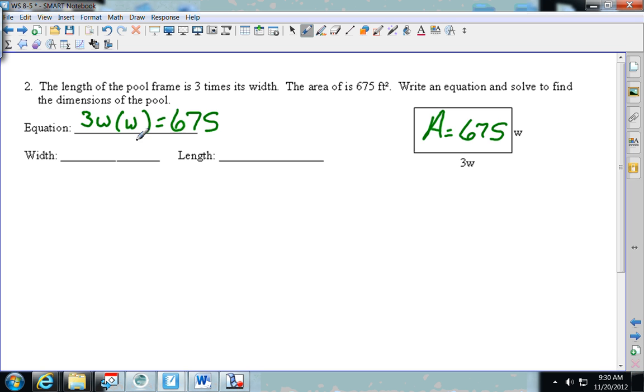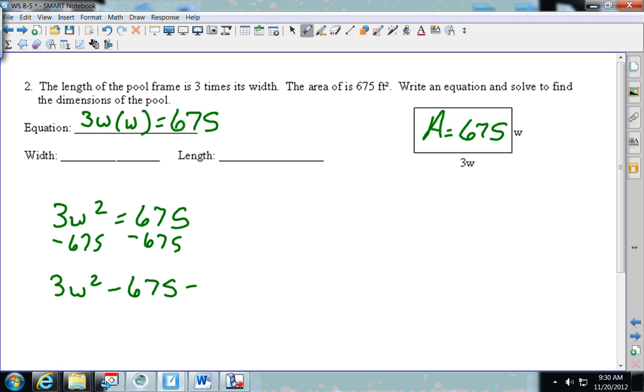Well, now we need to solve. I have 3w squared equals 675. Now, you could subtract 675 from each side and get 3w squared minus 675 equals 0, and look in your table in the calculator to find where your y numbers are 0. You can do it that way.